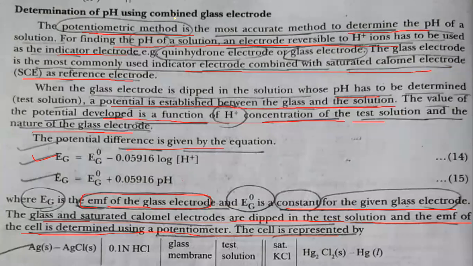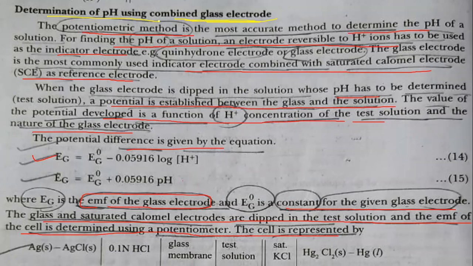So, determination of pH using combined glass electrode. The potentiometric method is the most accurate method to determine the pH of a solution. For finding the pH of a solution, an electrode reversible to H plus ion has to be used as an indicator electrode. What are the indicator electrodes? We know that hydrogen electrode or glass electrodes are used as indicator electrodes.